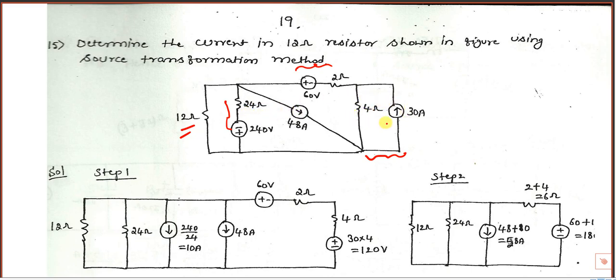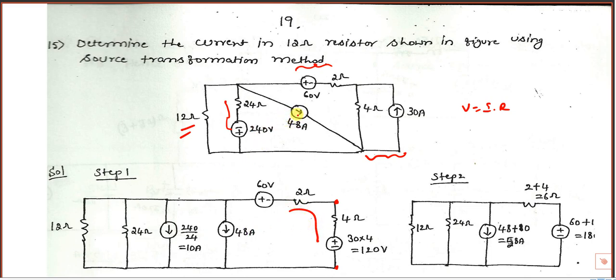So I need to convert this one to a current source so that I can add currents. So I'm converting this current source into a voltage source, and this voltage source I'm transforming into a current source. The value of the voltage source is V equal to IR. I is 30, R is 4, 30 times 4 is 120 volts, with the arrow mark side plus, and the same 4 ohm you have to connect here. So now I can add 60 and 30, these voltages in series.